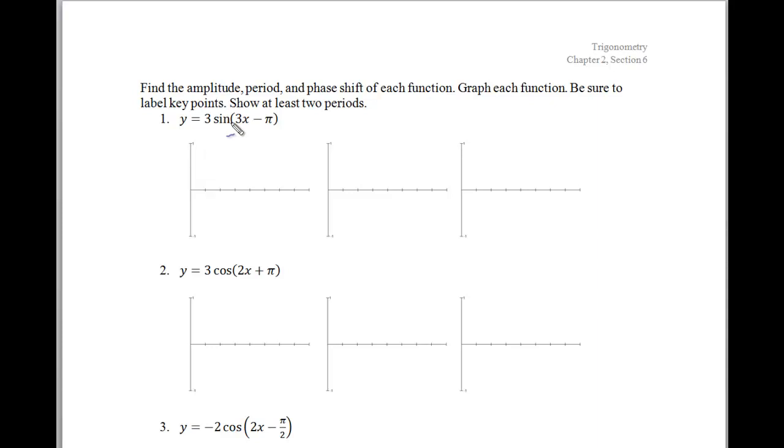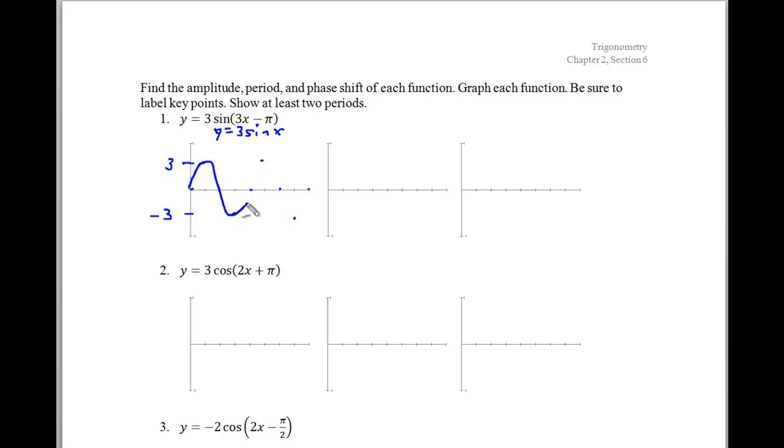3 sine of 3x minus pi. So our A is going to be 3, and the absolute value of 3 is 3, so our amplitude is 3. Our omega is going to be 3, and our phi is pi. So what we'll do here is first graph y equals 3 sine of x. So what this does for me is it lets me see the 2 cycles of this graph, like so.